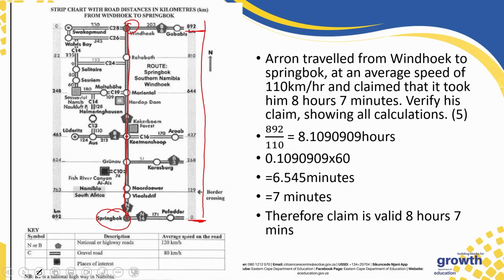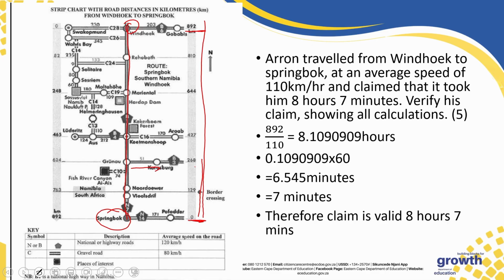Remember, again, I said if I want the distance from Springbok to, for example, this one, Karasburg. So I'll move up here and I get 268. Then I am here, 268, it means I am here. I turn to this place, there is 51 kilometers. So I'll say 268 plus 51. That gives me the distance between these two places.